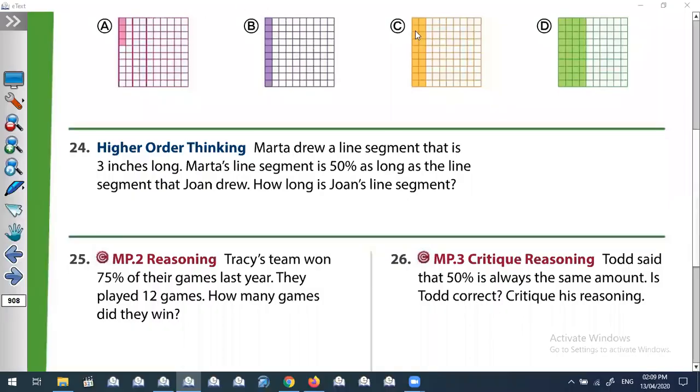The next question here. Martha drew a line segment that is 3 inches long. Martha's line segment is 50% as long as the line segment that Joanne drew. 50% means half. We know that 50% is half. So Martha is half the length of Joanne. And Martha is 3. So how long is Joanne's line segment? 50% means half. And Martha is 3, so Joanne will be 6. Double Martha.